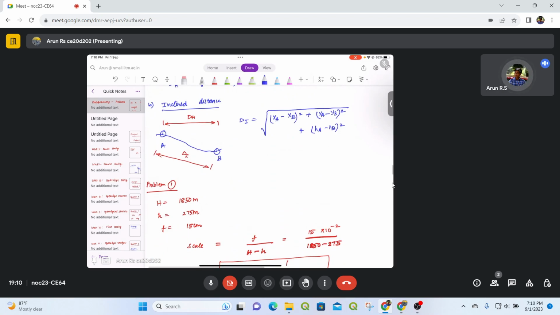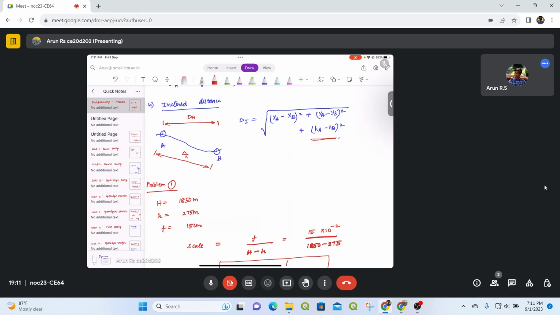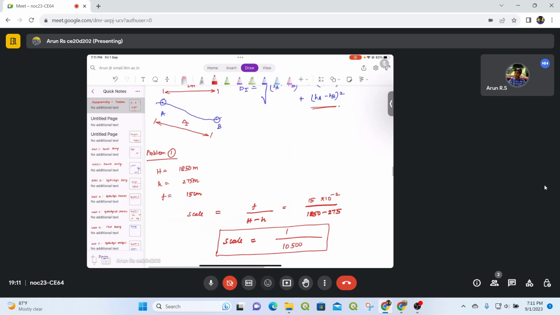So here we saw the inclined distance, how to calculate. It is only one more component that will be added, which is the elevation. So this is the elevation. Now we can see how to solve the problems.